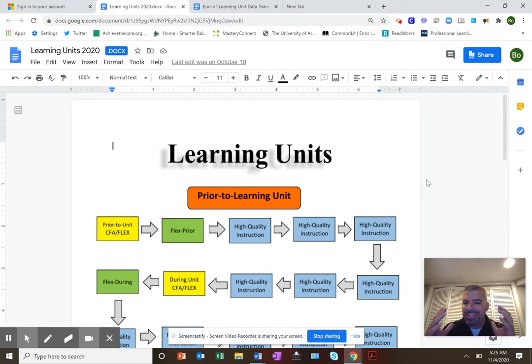I am excited today for this PLC Insider to talk to you about our learning unit and then what we do at the end of the learning unit, called our learning unit data team.